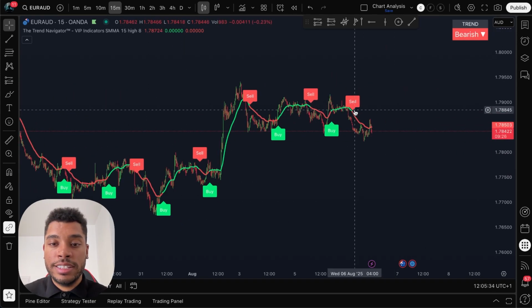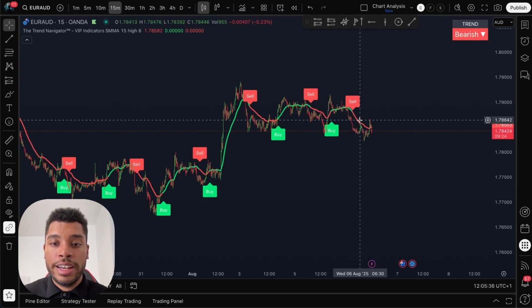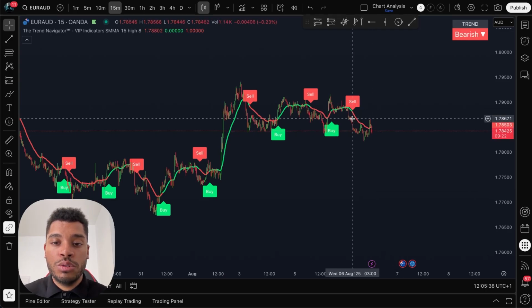Here you can see the latest signal that was sent was a sell, and again, if you took it and you enter here as soon as it was sent, right now you already will be in profit.